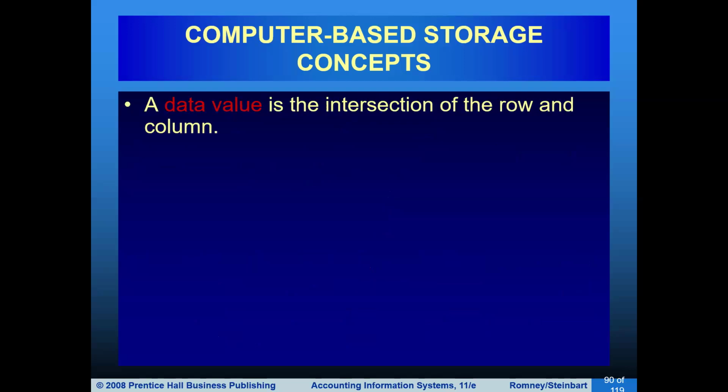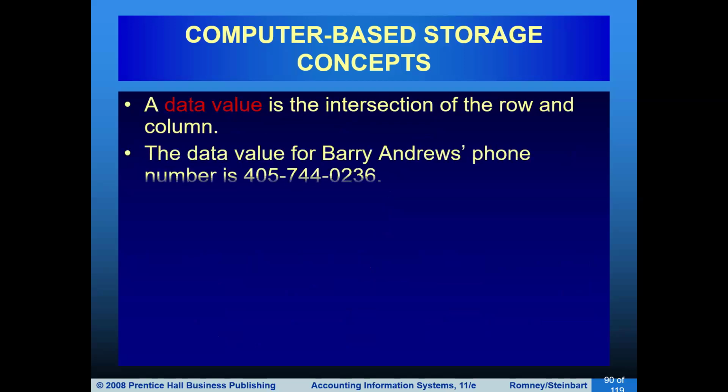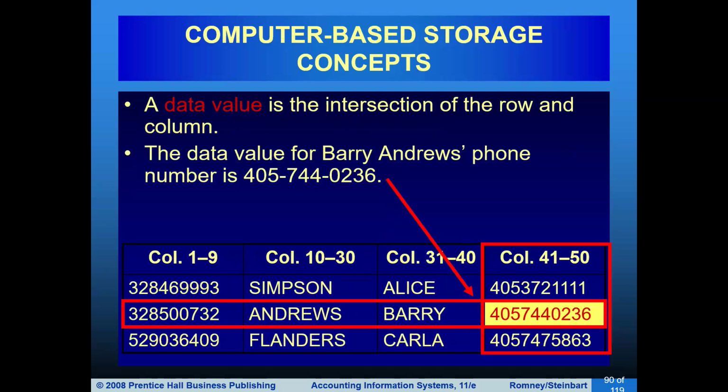Data value is the intersection of the row and column. The place where the column and row cross is what we call a data value. This is Berry Andrew's phone number. This is a phone number. Intersection of the row and column, that is what we call data value.